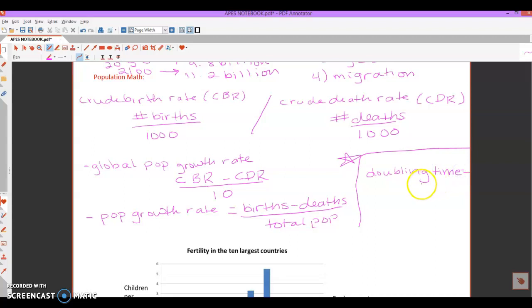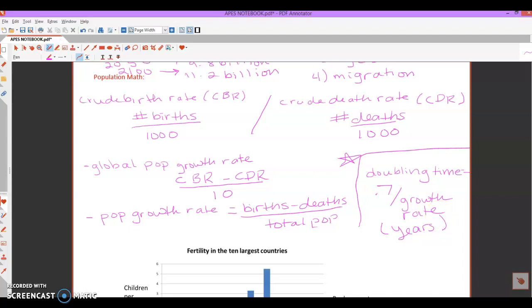So doubling time is equal to 0.7 divided by the growth rate. Okay, 0.7 divided by the growth rate. That gives you your doubling time. So the answer is going to be in years.